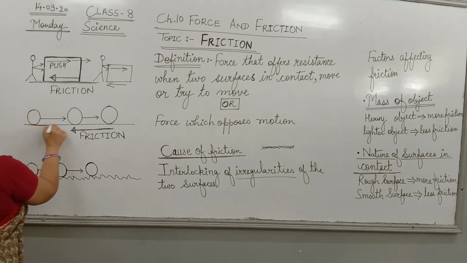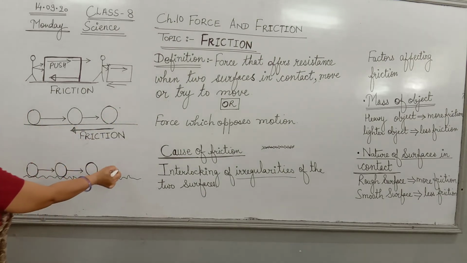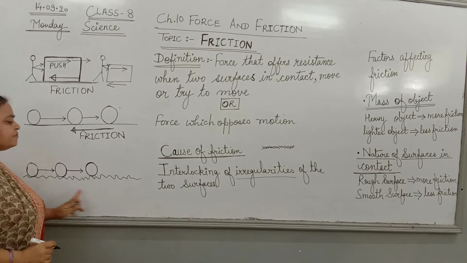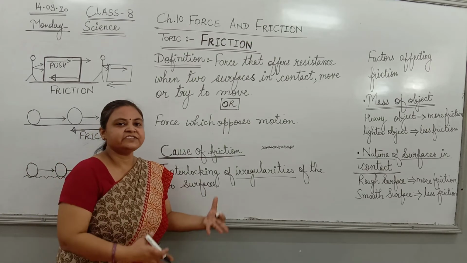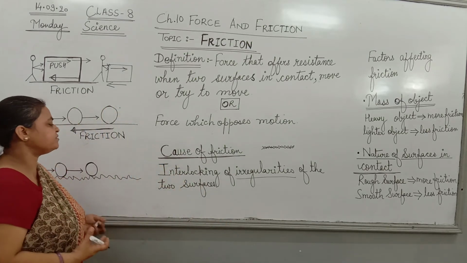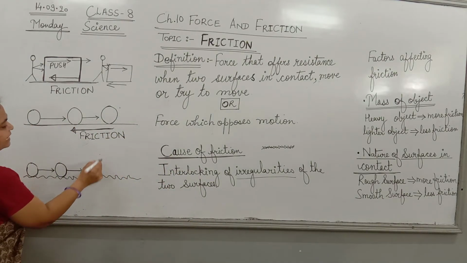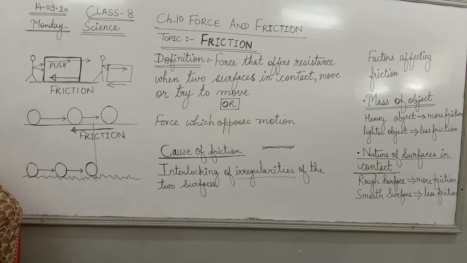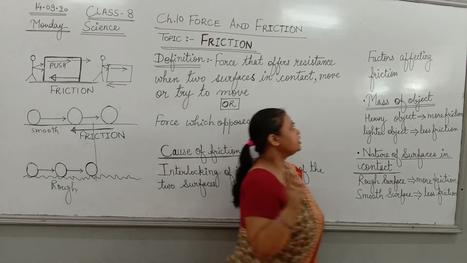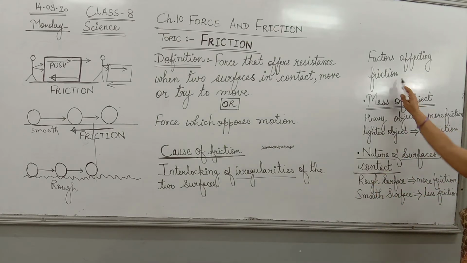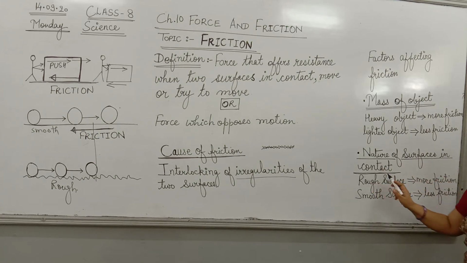Here I have rolled the ball on a smooth surface, so it has covered a larger distance. Here in this case, I have rolled the ball on a rough surface, on a grassy surface or a rough road or something. The ball would cover lesser distance in comparison to the first one. The friction depends on two factors: mass of the object and nature of the surface in contact.